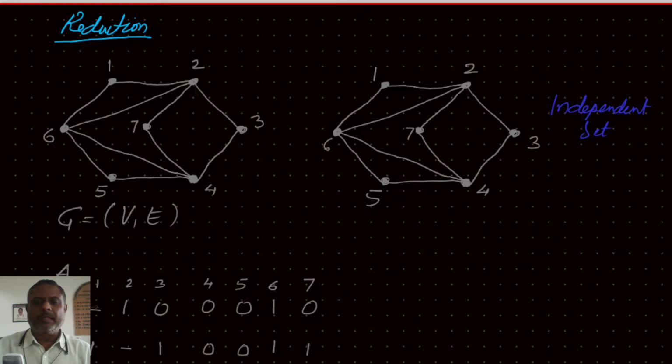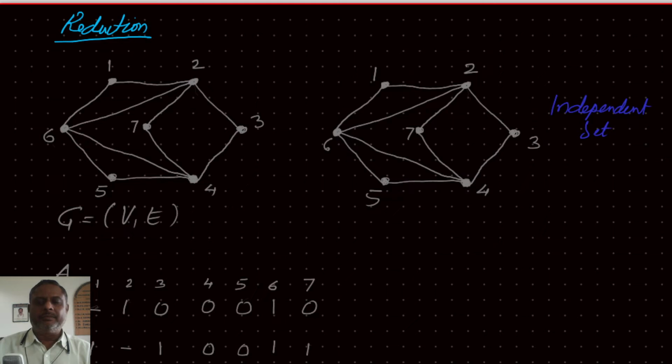So if you look at 1, 3, 5 and 7, between 1 and 3 there is no edge, between 1 and 5 there is no edge, between 1 and 7 there is no edge, between 3 and 5 there is no edge, between 3 and 7 there is no edge, and 5 and 7 no edge. In the same way 7 and 1, 7 and 3, 7 and 5 we don't have. So looking at this, we are now sure that 1, 3, 5, 7 are the 4 nodes.